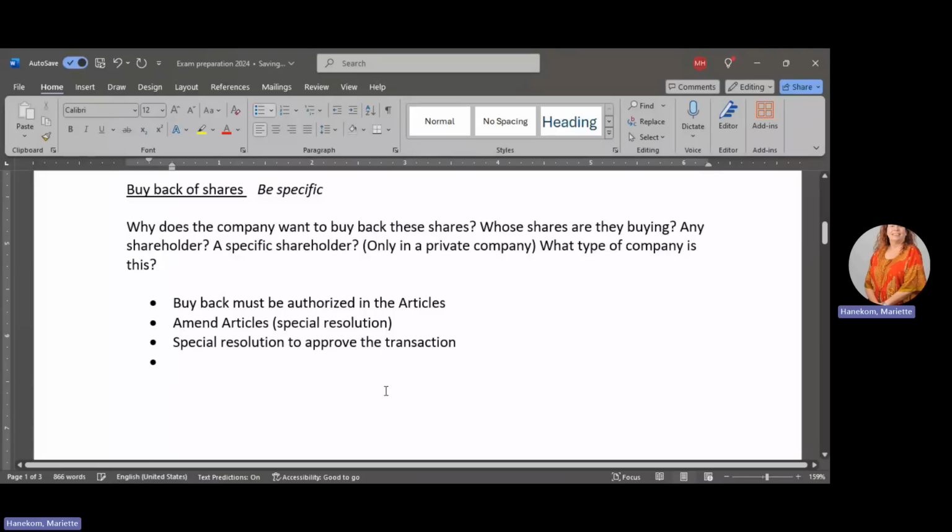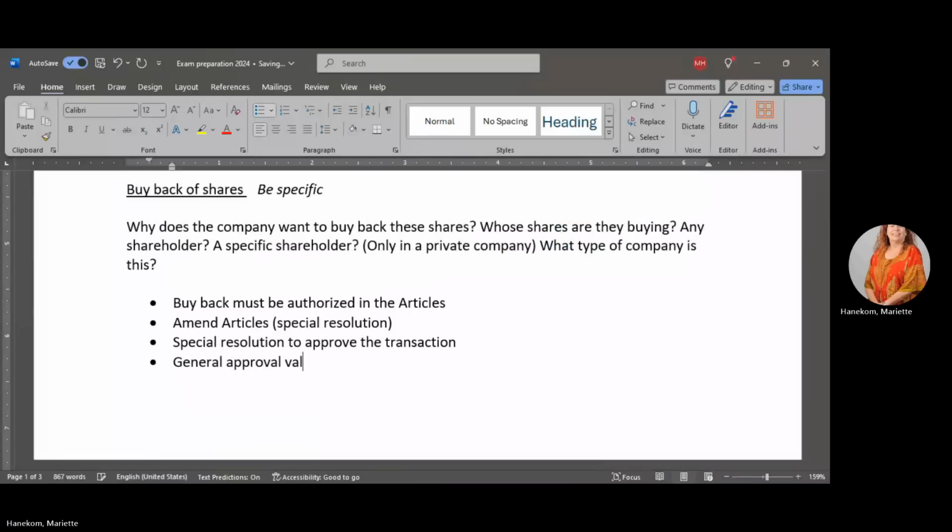Now the Companies Act, when it refers to the special resolution to approve the transaction, says it can either be a general approval, which is valid until the next AGM, or it can be a specific approval, which is valid for a specified period of time, for a particular acquisition.